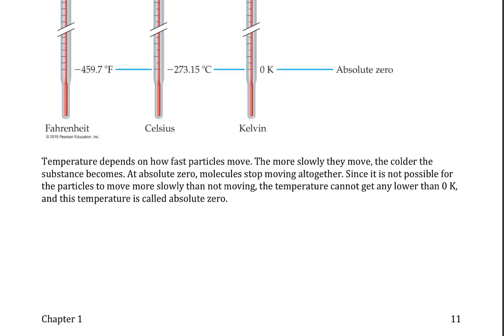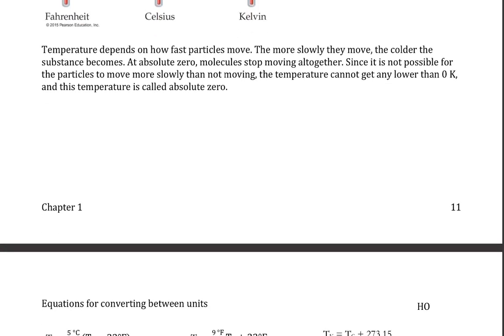So temperature depends on how fast particles move. The more slowly they move, the colder the substance becomes. At absolute zero, molecules stop moving altogether. And since it's not possible for the particles to move more slowly than not moving at all, the temperature cannot get any lower than 0 K. And that's why this is called absolute zero.